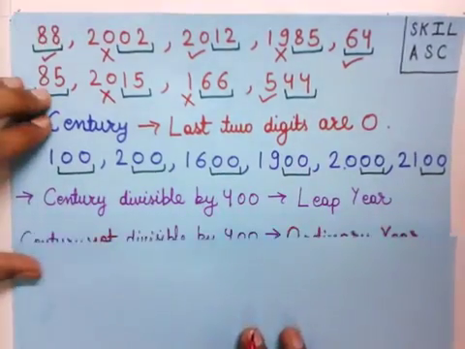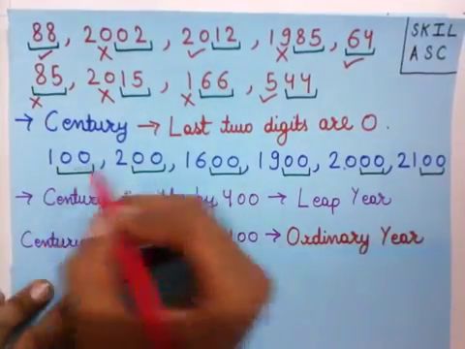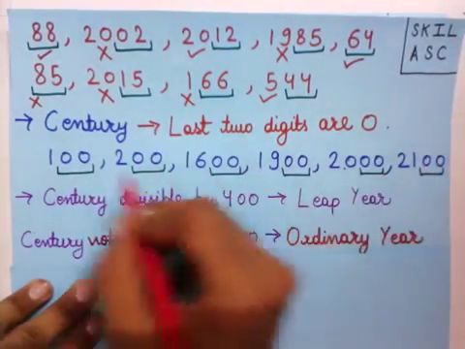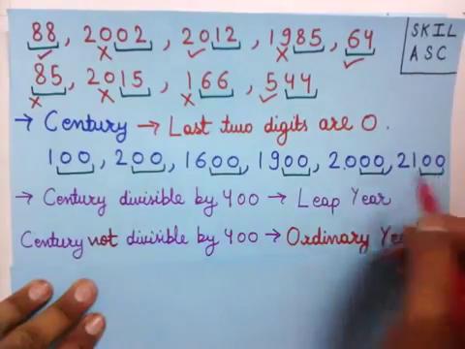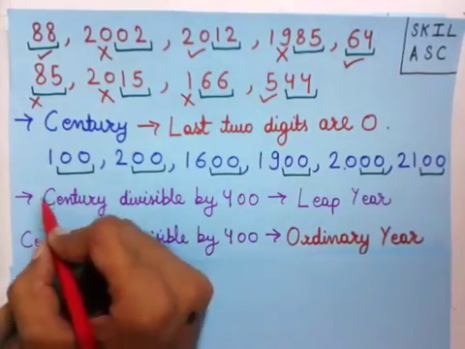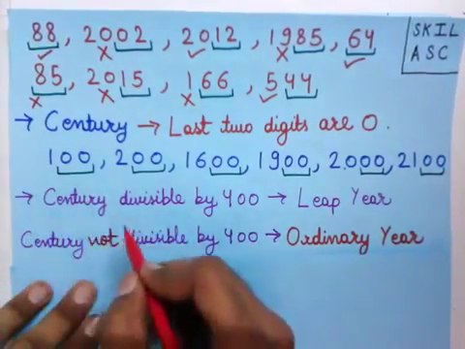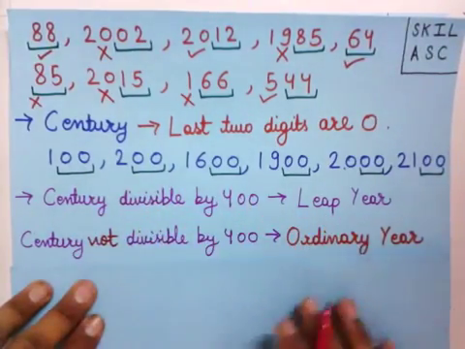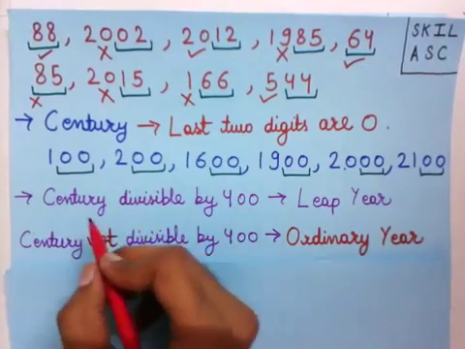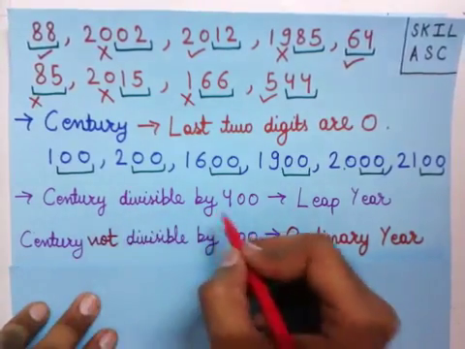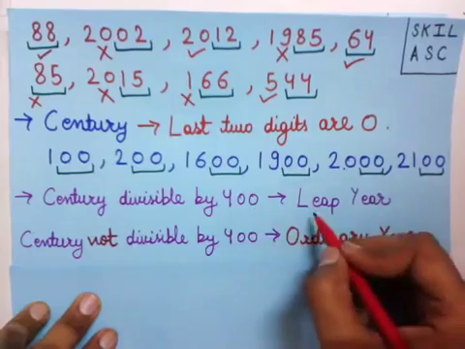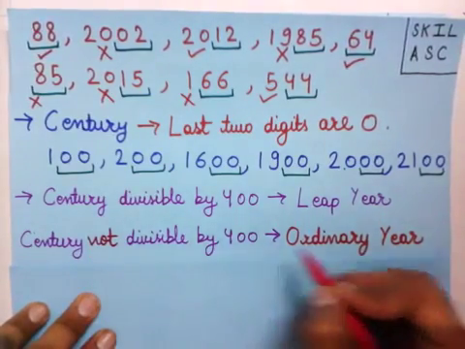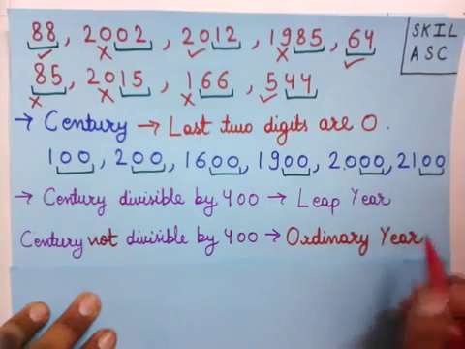Now how to check which of these centuries are leap years and which are ordinary years? We have to remember these 2 points to check if a century is a leap year or an ordinary year. Now the points are: if a century is divisible by 400, then it will be a leap year, and if a century is not divisible by 400, then it will be an ordinary year.